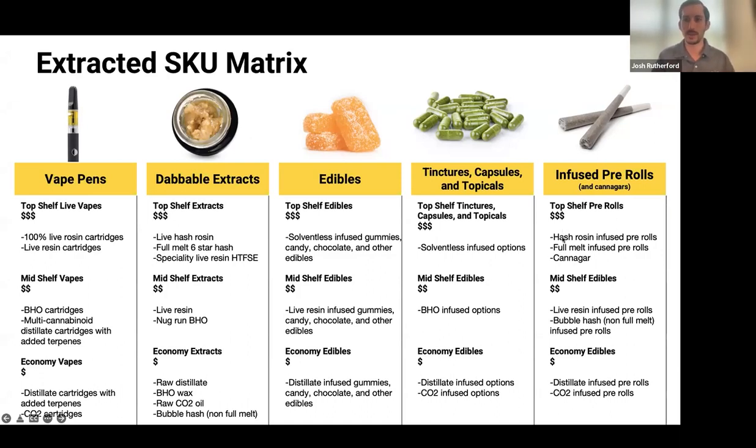Hash rosin infused pre-rolls, full melt infused pre-rolls, and the cannagars are definitely your top shelf. And again, you have to use top shelf flower; that really matters here, not necessarily trim. Same thing in the mid shelf: you're seeing maybe your popcorns and high-end shake start to end up in your mid shelf and economy products. Even if it's not a full melt bubble hash, you can still sprinkle in bubble hash at a homogeneous ratio per joint and end up with a very high-end or mid shelf type of pre-roll.